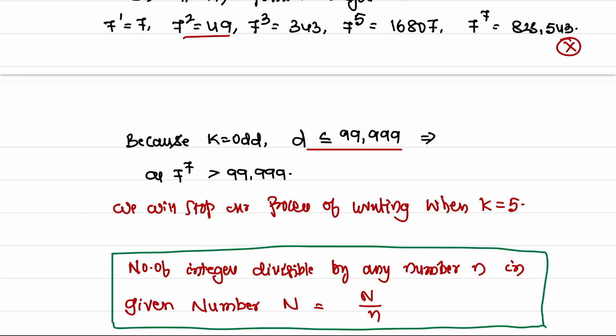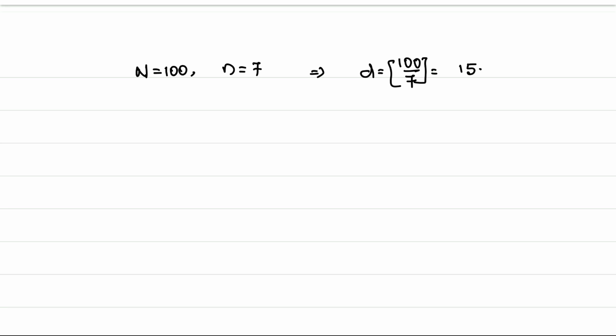For example, capital N is equal to 100. I want the number of integers divisible by 7. Small n is equal to 7. Then what will be D? D is equal to 100 by 7. The greatest integer I have to take, that is 15.